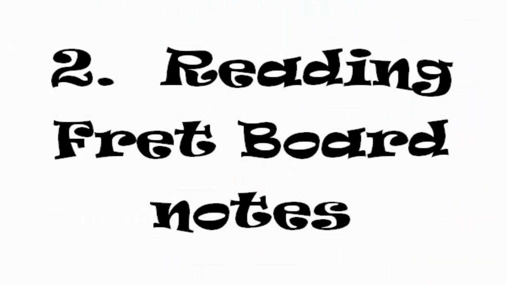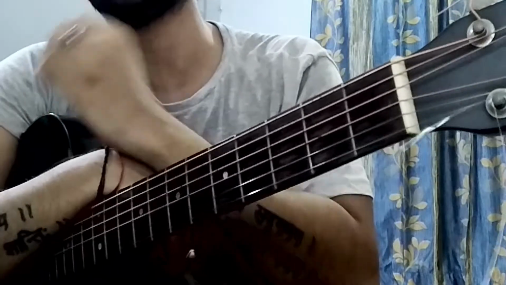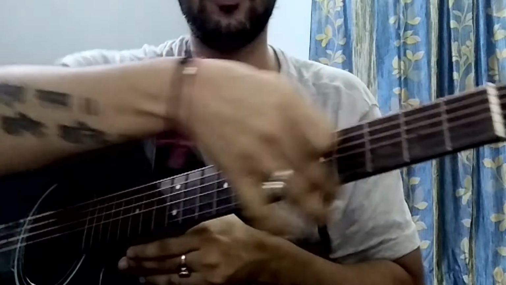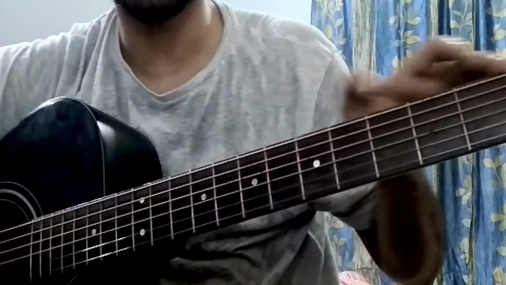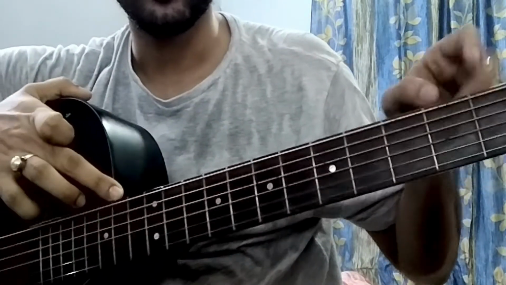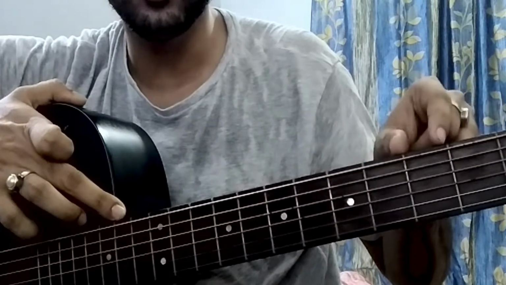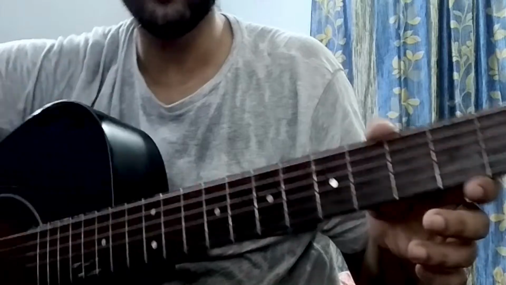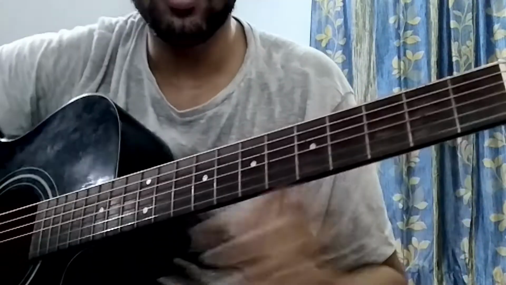Now, for the next part, there is the fretboard. You can see this is the fretboard, the neck where the frets are. So this is 1st fret, 2nd fret, 3rd fret, 4th fret, 5th fret. So how will we get the notes here? That is the biggest thing.